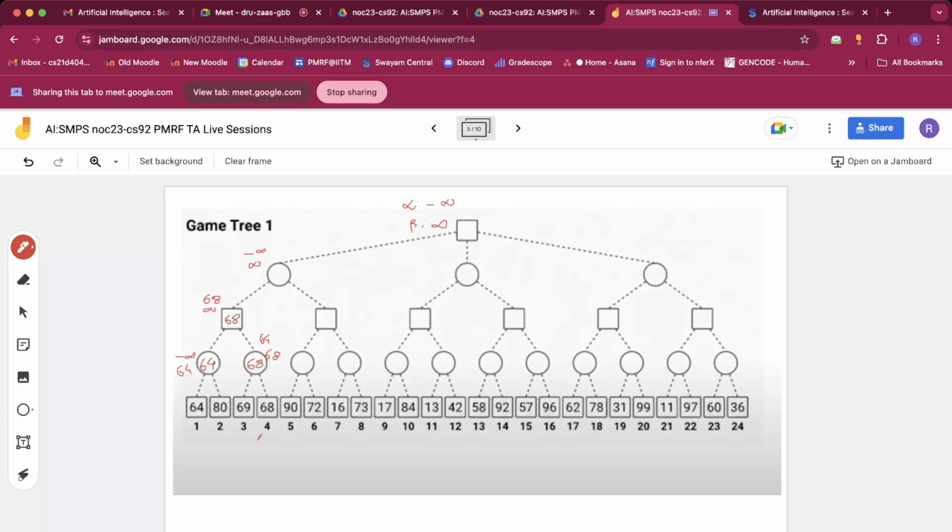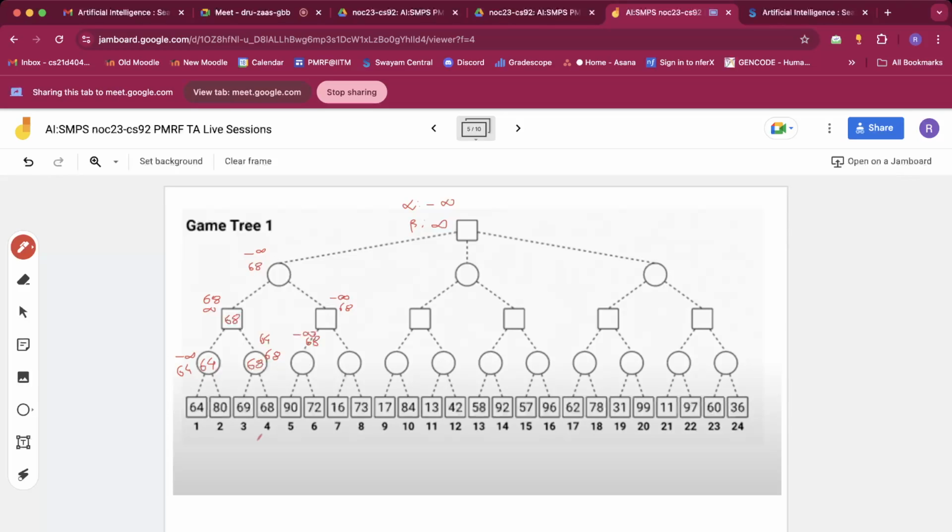Now that this has been solved, this will offer 68 to this min node. This min node has beta value infinity, which is greater than 68, or 68 is lesser than infinity. So its beta value will get updated to 68, and this will then pass on this set of alpha and beta values to its children. So this will get minus infinity and 68, and this will get minus infinity and 68.